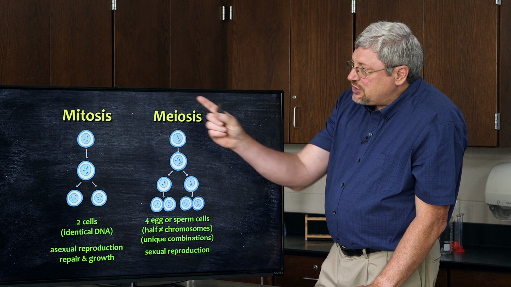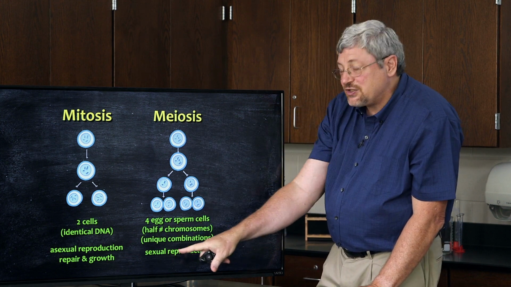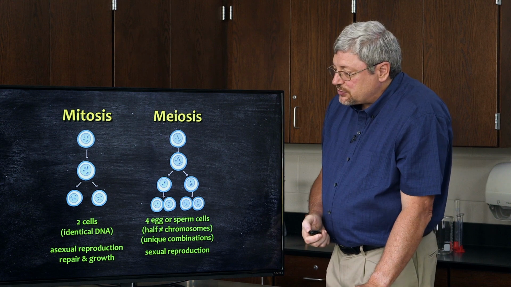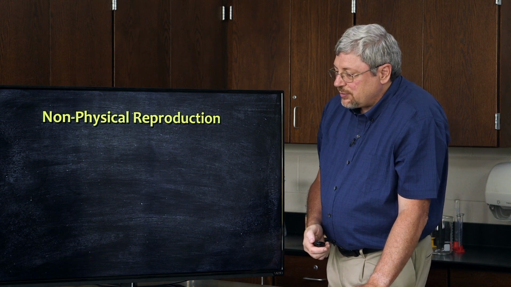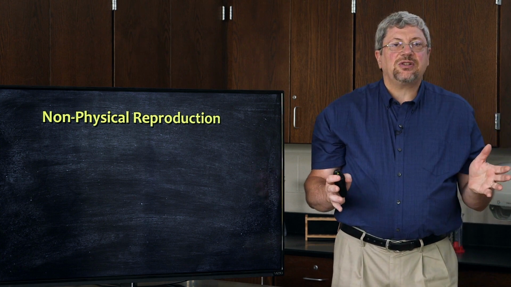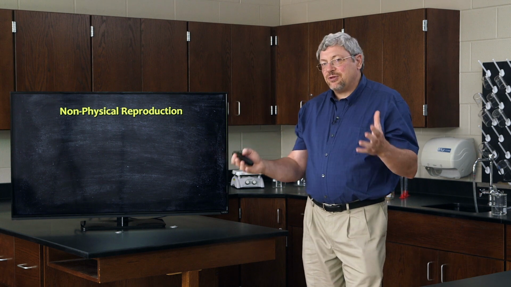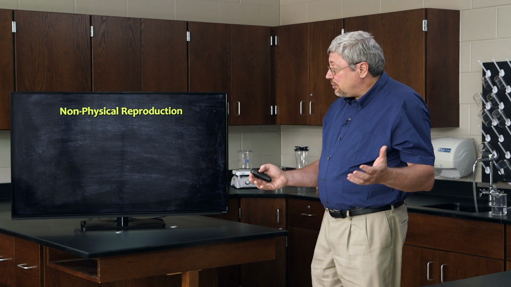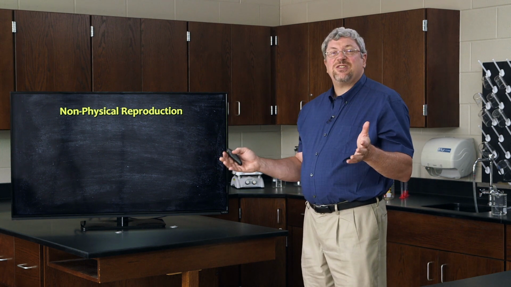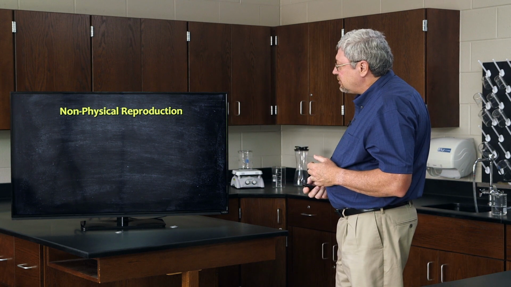So again, mitosis is used for repair and growth. Meiosis is for sexual reproduction to produce sperm and eggs for that purpose. In the process of studying mitosis and meiosis, we have learned how cells can reproduce and ultimately how organisms can reproduce their physical bodies. But what about non-physical reproduction?